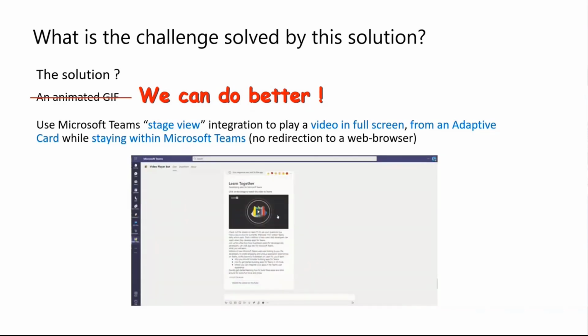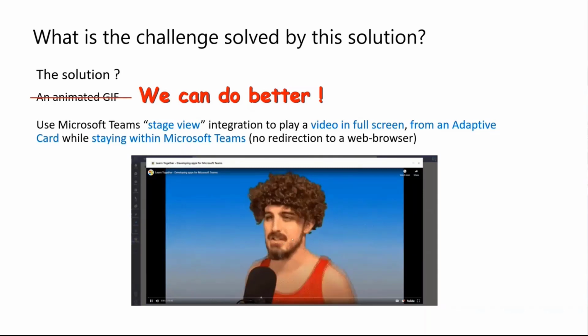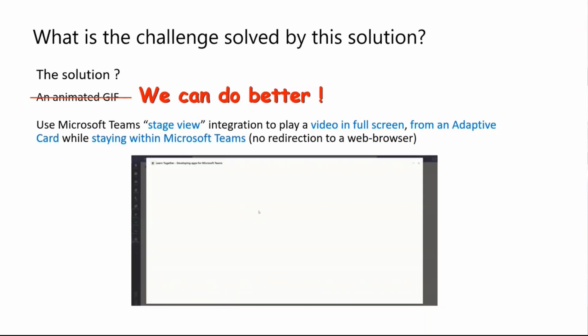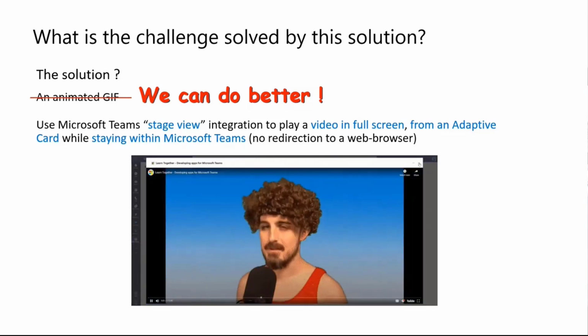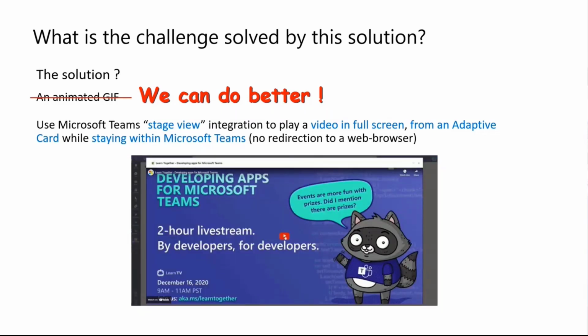So the solution I will present today is to do exactly what you see here. And by the way, this is an animated GIF. You see that you have a card, you click on it, and then you play a video in full screen mode. The challenge being that you don't want to be redirected to a web page, you want to remain in the context of Microsoft Teams.